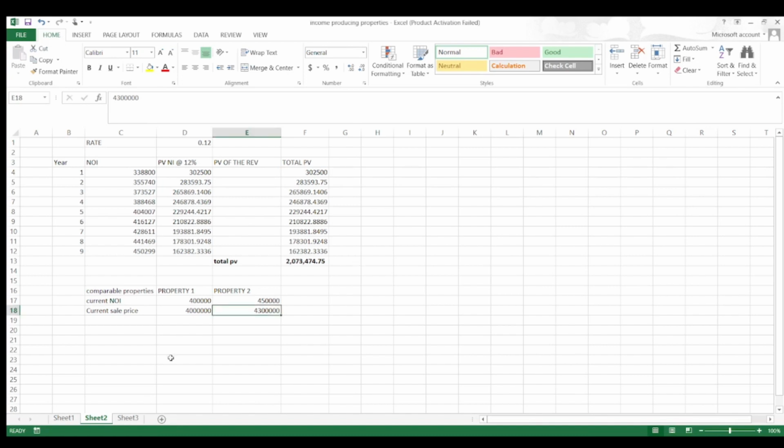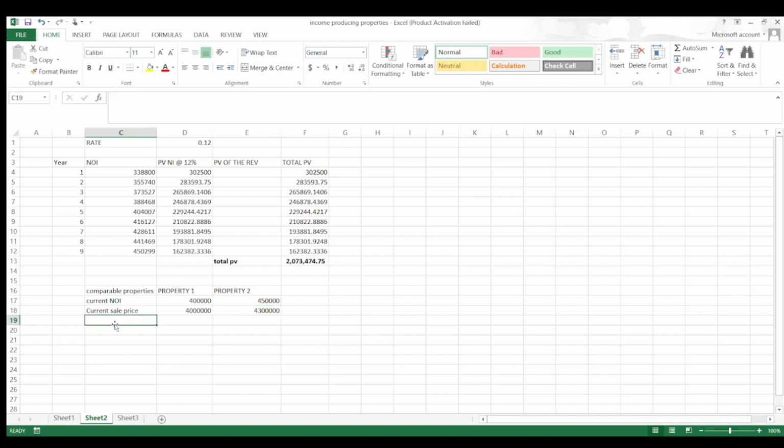So the reversionary value can also be estimated based on the cap rate. Assume you have two properties here. The properties have different current net operating income and have been sold for different prices. For the first example, your property has a net operating income of 400,000 and has been sold for 4 million. And the second property had a net operating income of 450,000 and was sold for 4.3 million.